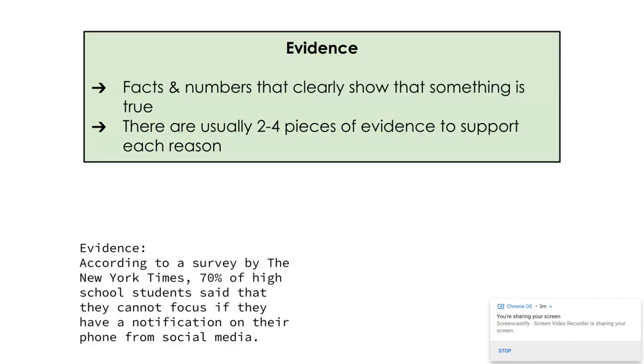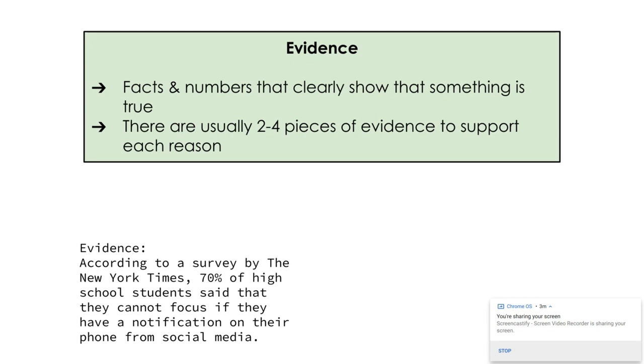Next, we need evidence, and those are facts and numbers that clearly show that something is true. There are usually 2 to 4 pieces of evidence to support each reason. So if it's evidence, it has to be from another source. It can't be from the writer's own mind. Maybe it's from a newspaper. Maybe it's from a research study. Maybe it's from another article. That is what evidence is.